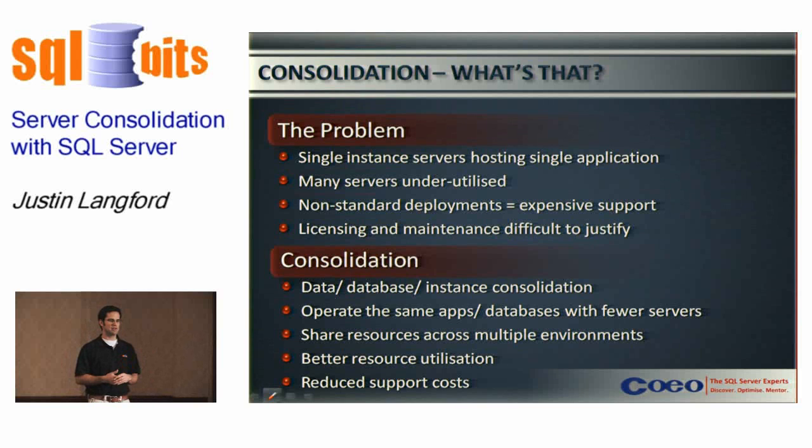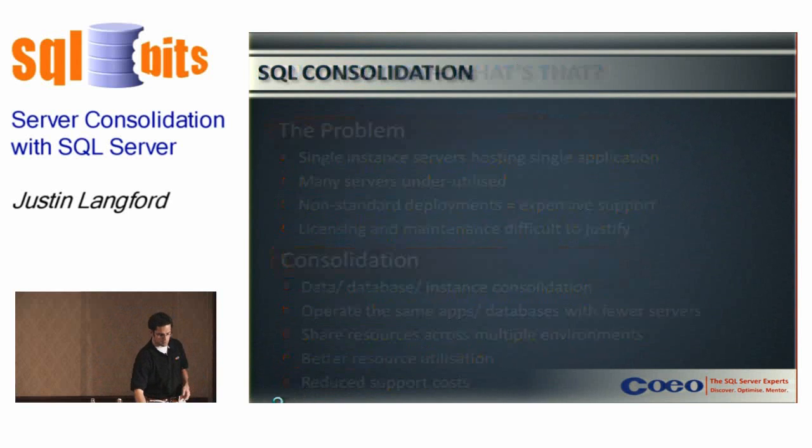So consolidation can solve this problem by moving data into databases, by moving databases into instances, and by multi-homing instances on servers. So we're going to reduce the number of physical machines required to operate the environment. The idea being that we're going to operate the same number of applications or databases with fewer servers and share these resources across all instances. We're going to get better resource utilization at lower cost.